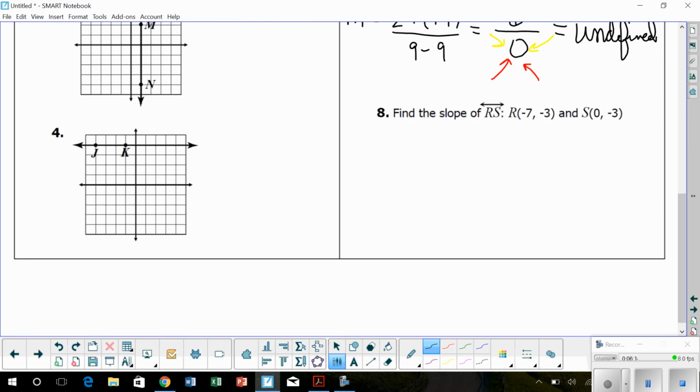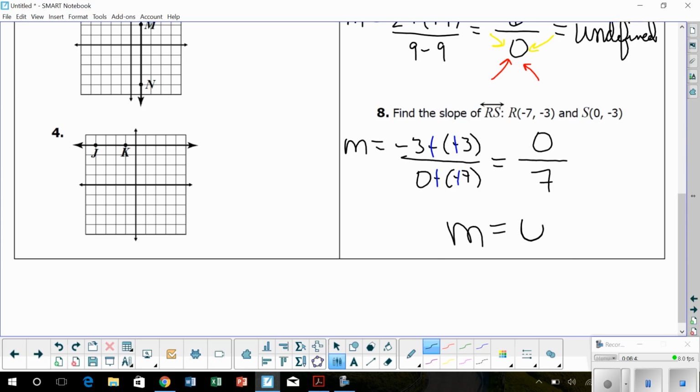Now, if we're looking at number 8, we have -3 minus a -3, all over 0 minus a -7. Those turn into positives, and we get 0 on top over 7. If the 0 is on top, then the slope is 0.